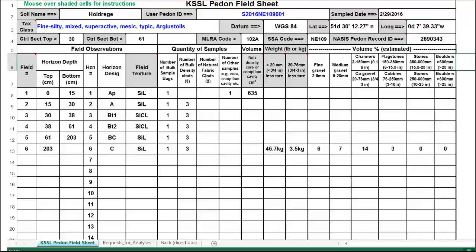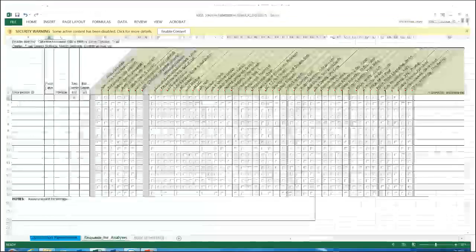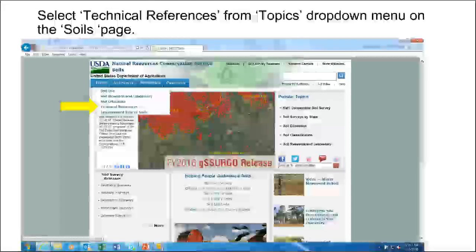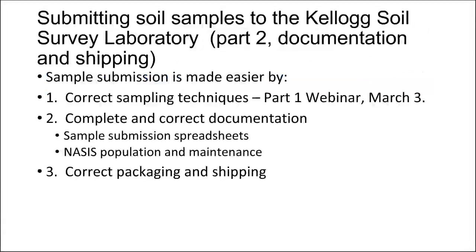Another issue in here, people are saying they're having trouble getting to the site that has the KSSL pedon field sheets. Can you provide that path again? Oh, okay. May put that up for people to see. Right. And it was working this morning.